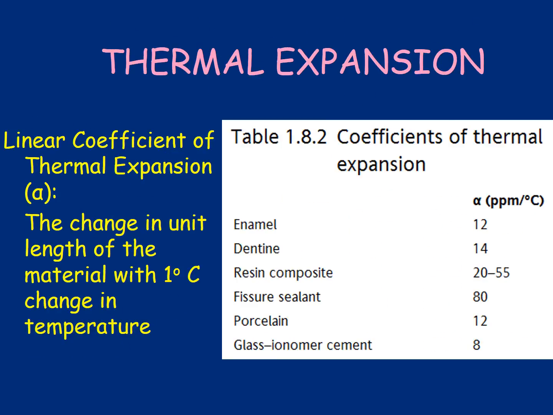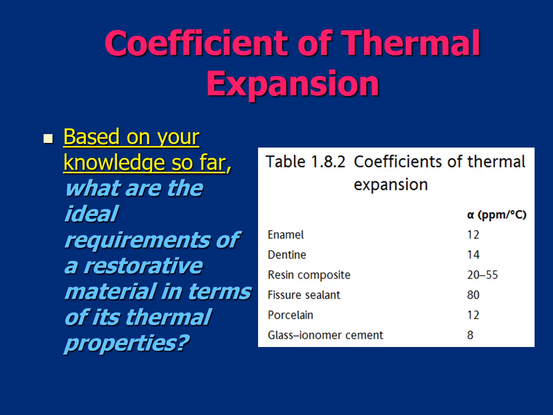When you want to measure the thermal expansion of a material, bring 1 unit length of the material and heat it for 1 degree centigrade. The resultant change is the linear coefficient of thermal expansion, which is represented by alpha. It is very small, that the unit is parts per million per degree centigrade. The following table shows the coefficient of thermal expansion of the tooth structure as well as some dental material. Ideally, it should have the same coefficient of thermal expansion of the tooth structure. Otherwise, marginal gap may occur.